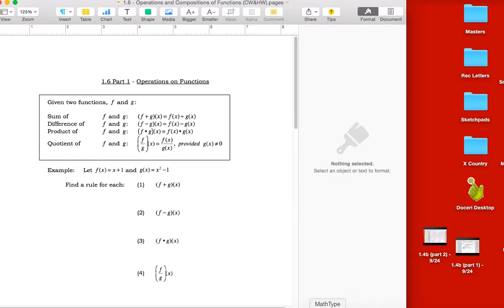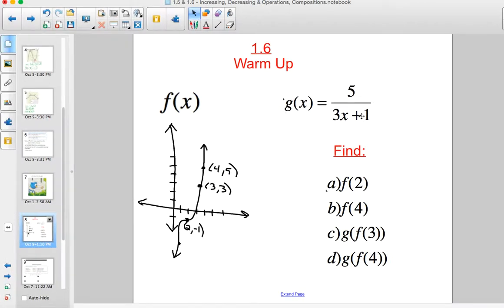So, going through the notes. Do this really quick warm-up, and then we'll go over it, so you can pause the video.